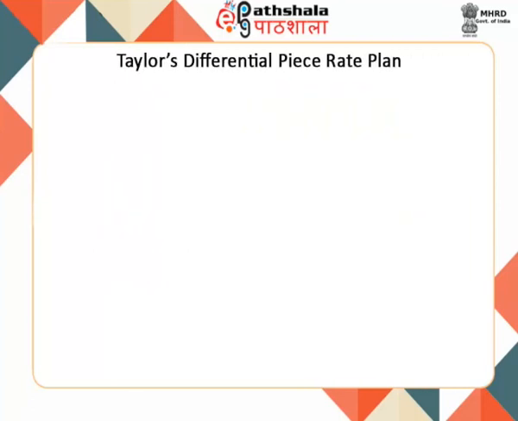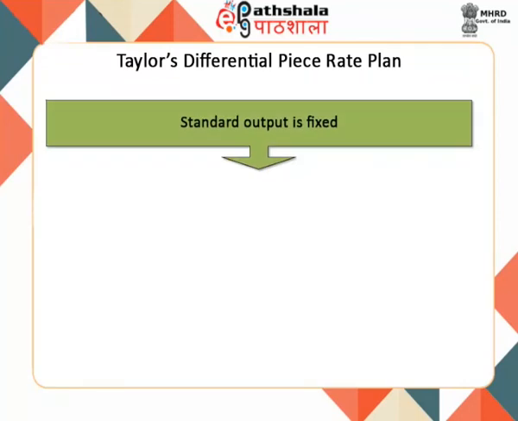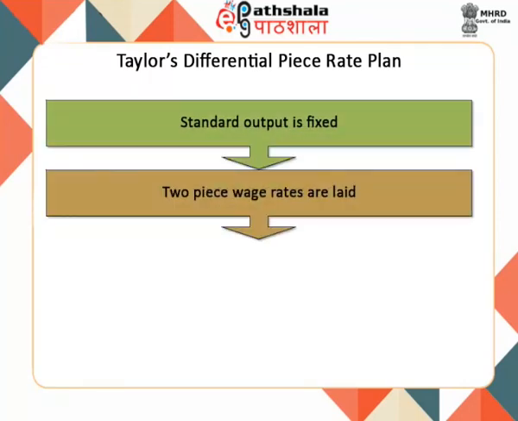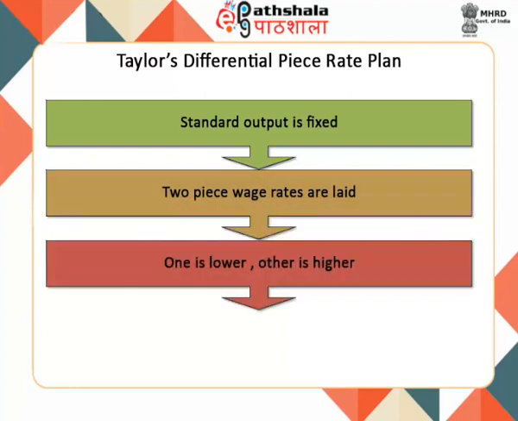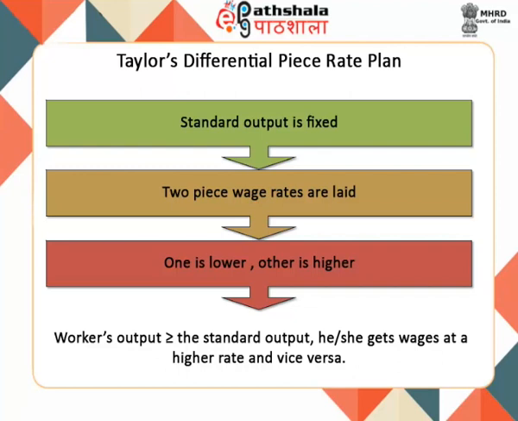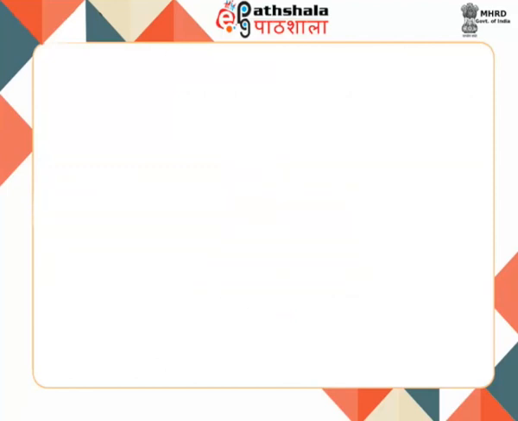Taylor's differential piece rate plan. The father of scientific management, F. W. Taylor, developed this plan. Standard output is fixed and two piece wage rates are laid. One is lower and the other is higher. If the worker's output is equal to or higher than the standard output, he or she gets wages at a higher rate and vice versa. Thus, the plan differentiates between efficient and inefficient workers.